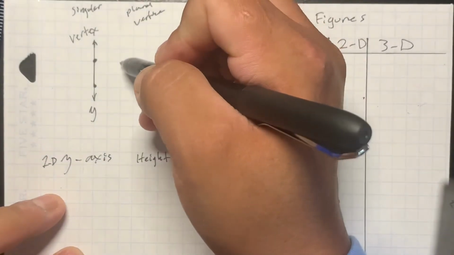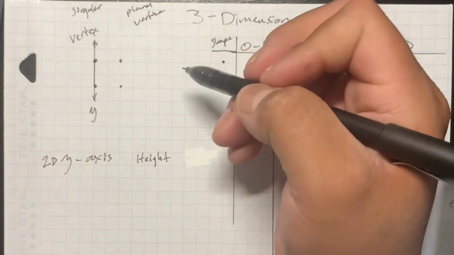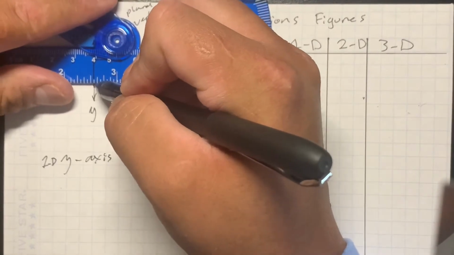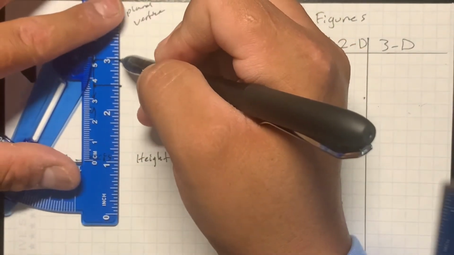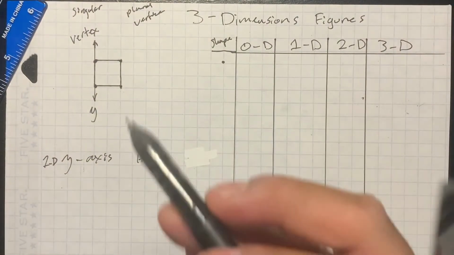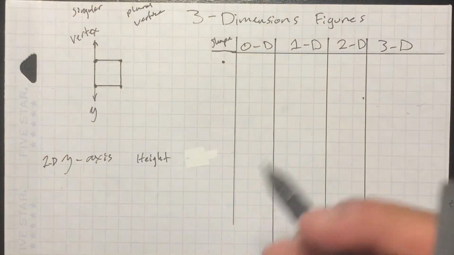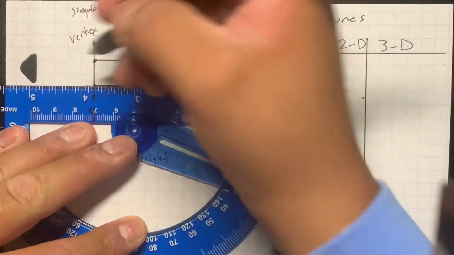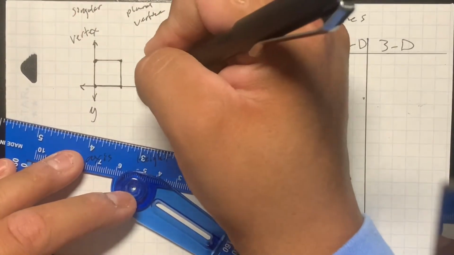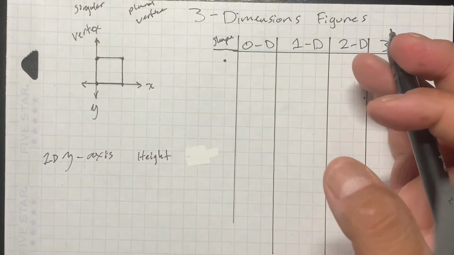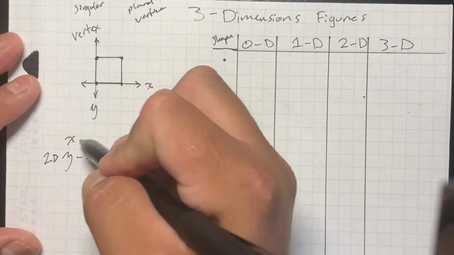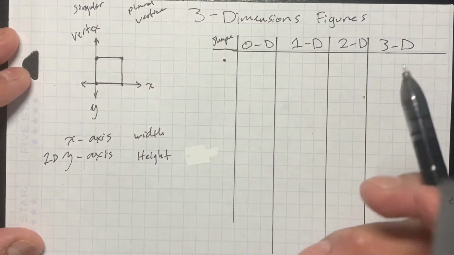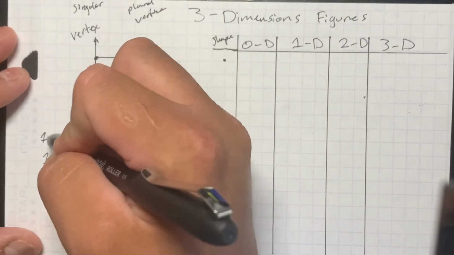That is the height. Now if I were to add two more vertices, and if I were to connect them, just bear with me here, I would have a square. Now this time, again, we do have that y-axis, but the other dimension is known as the x-axis. And the x-axis is the width. It's also known as the length, but it's the width, and that's also one-dimensional.